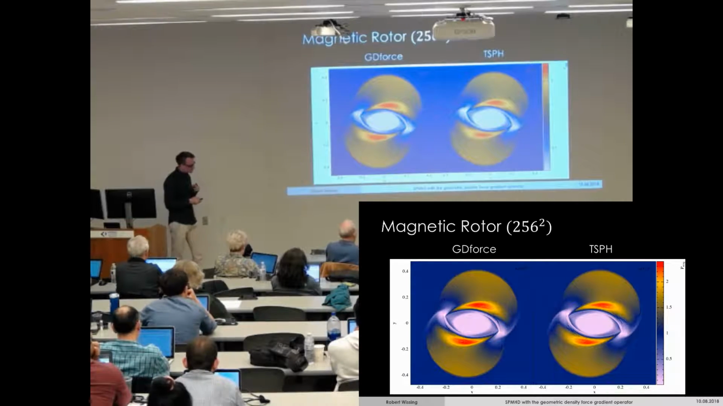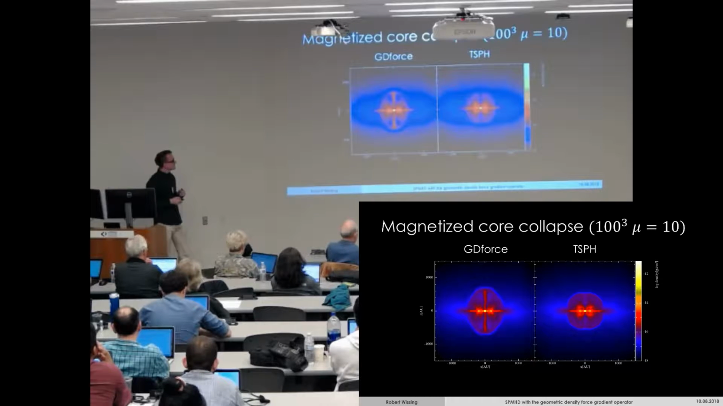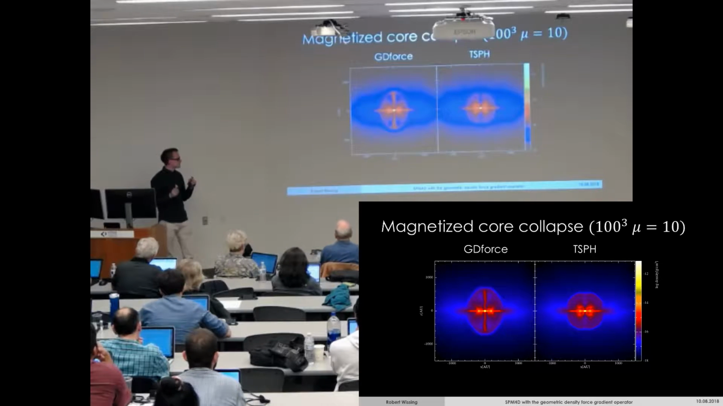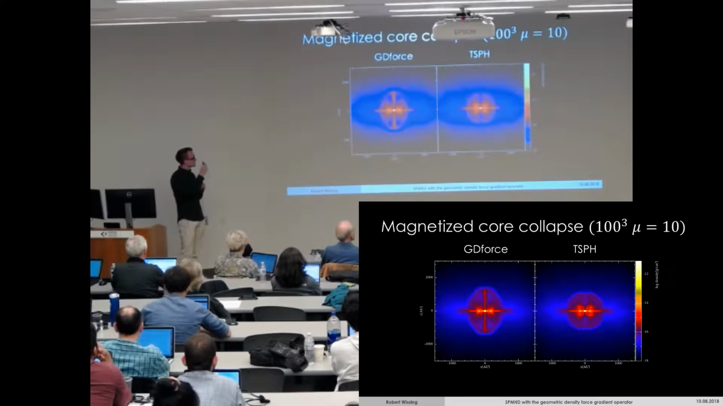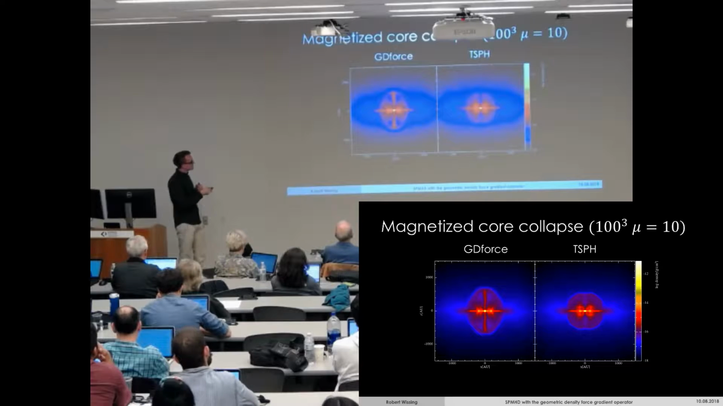But where we see the biggest effect is in the magnetized core collapse. So we initialize it with a cloud that is rotating and is magnetized, and then we have an ambient medium, and we then allow this cloud to collapse, and the collapse is halted by the formation of a disk, and due to the winding of the magnetic field, we get the launch of jets. So here we see a big difference. In GDF, we get the jets, and in TSPH we don't get them.